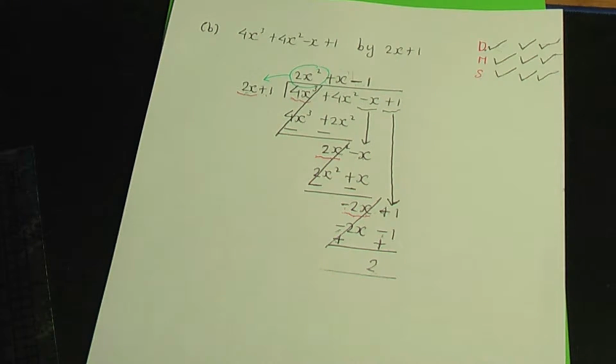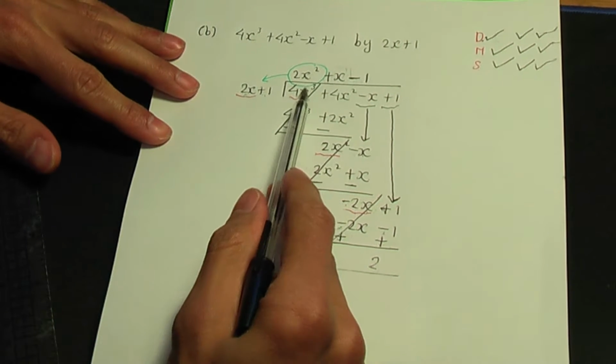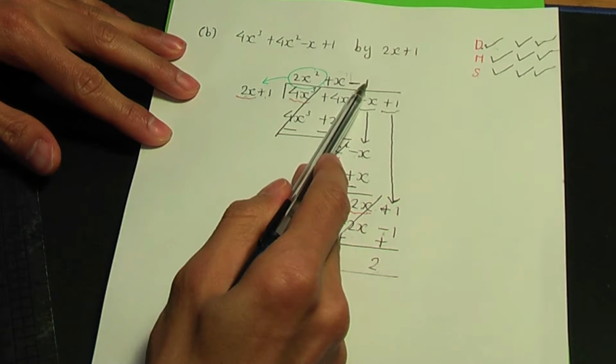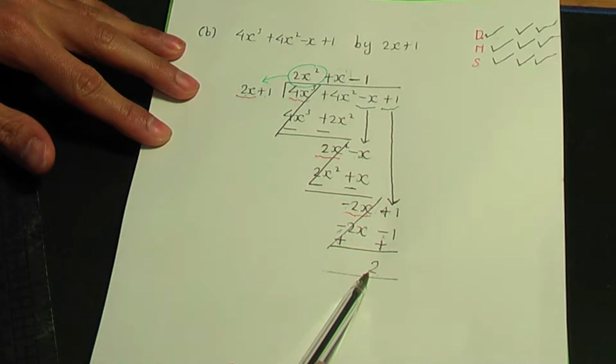So remember the relation. This is our dividend. This is the divisor. This is our quotient. And here's the remainder of 2.